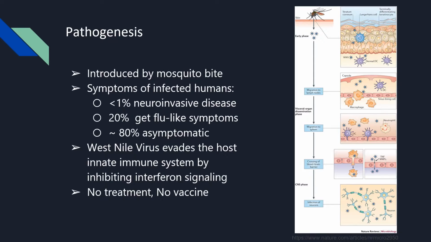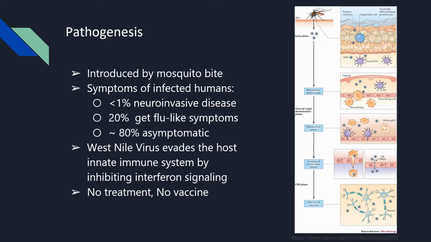After a person is bitten by an infected mosquito, the virus replicates at the site of the bite and then drains to the lymph nodes. From here, it enters the bloodstream and eventually moves through the blood-brain barrier to infect neurons, causing neuroinvasive diseases such as meningitis, encephalitis, and paralysis. Neuroinvasive infections are rare, only occurring in less than 1% of those infected.